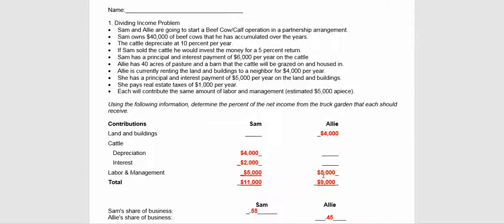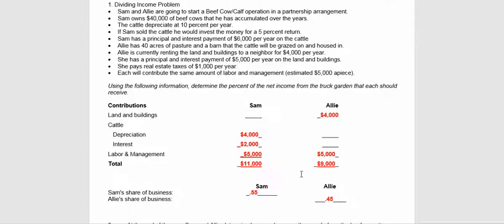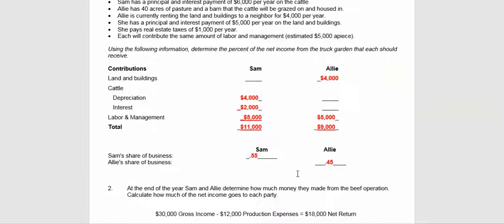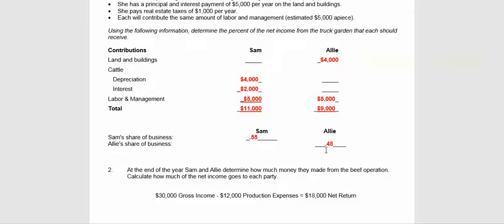Now on to labor and management. Each partner contributes $5,000 apiece. So we add that into the contribution of each partner. So Sam has a contribution of 4,000, 2,000, and 5,000 for a total of 11,000. Allie has a contribution of 4,000 and 5,000 for a total of 9,000. When we figure out each partner's share of the business, Sam's contribution is 11,000 out of 20,000. That's 55%. Allie's share of the business is 9,000 out of 20,000, or 45%.